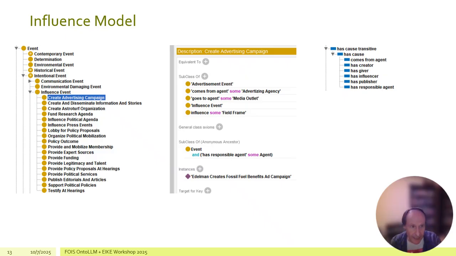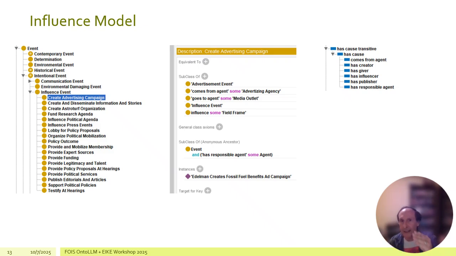So in this case, create advertising campaign is also a subclass of advertisement event, and advertisement event is a subclass of communication event. And then there are various axioms that show comes from agent, goes to agent, and so on, and I think all of those are in GIST as well. We use those to model the things that were in that previous graph and the way it was described by Brulé in his paper. And specifically, if you look over on the right, we created this property hierarchy.